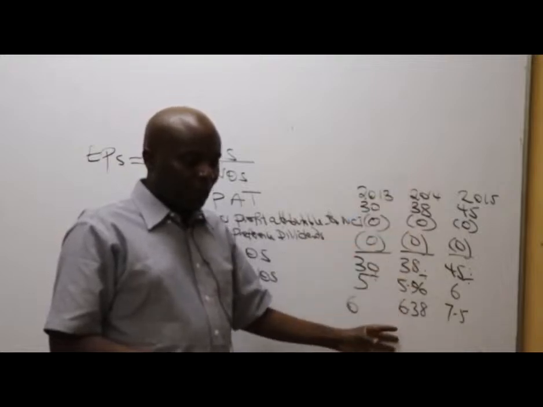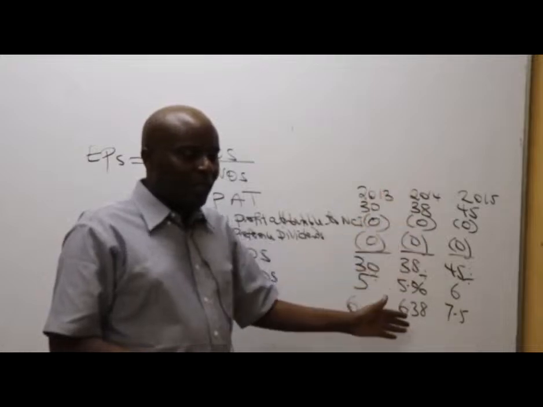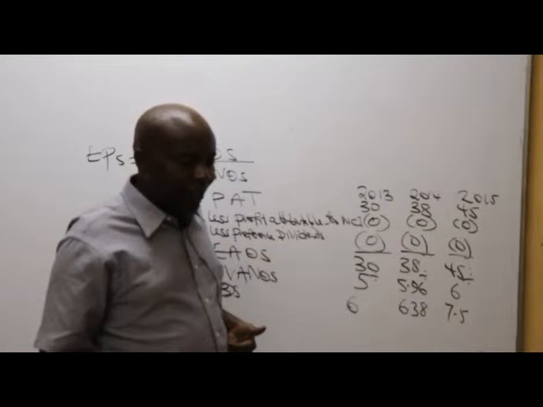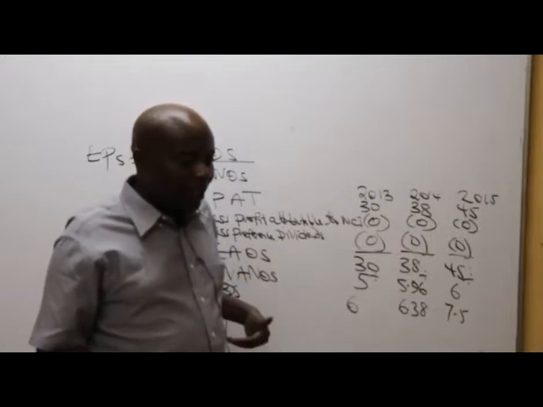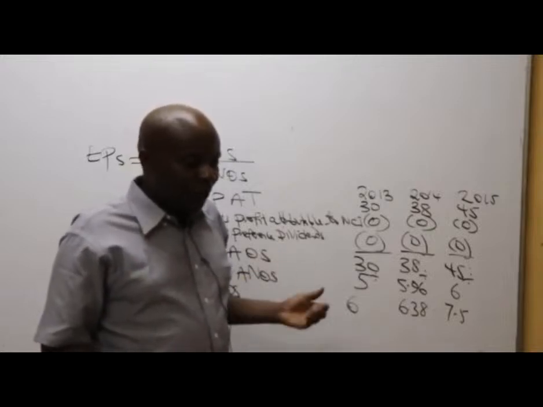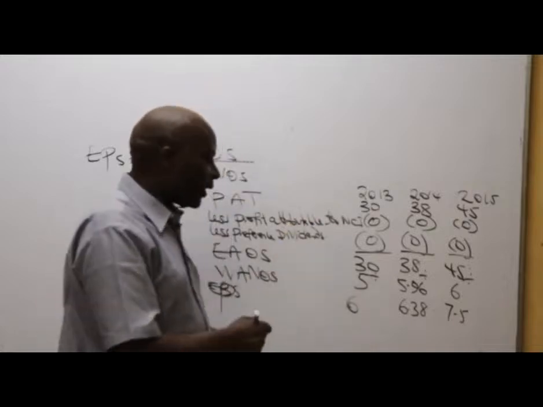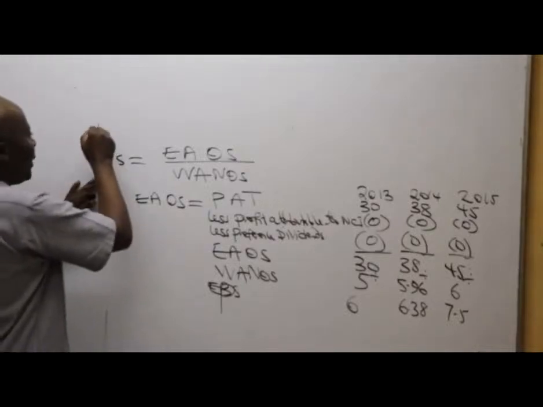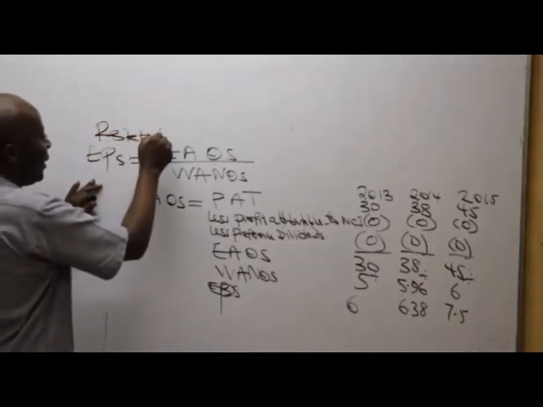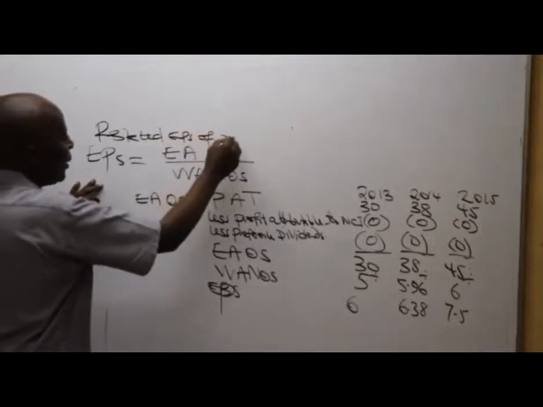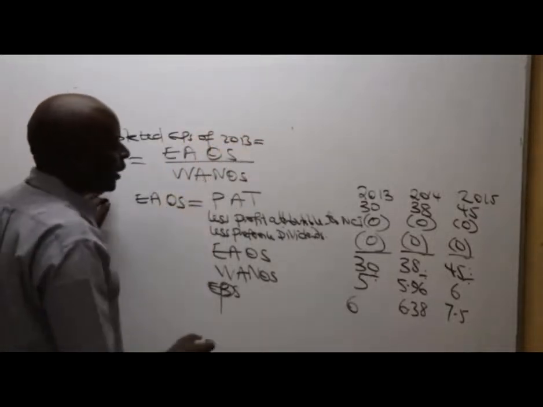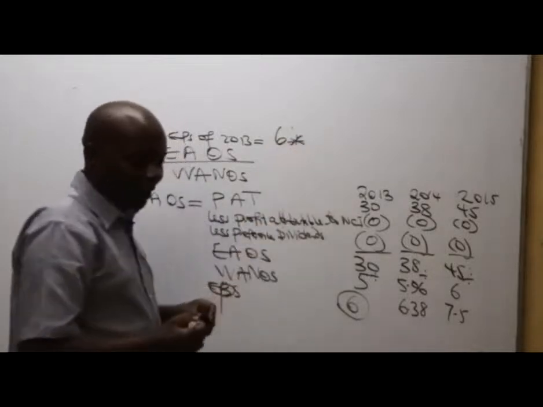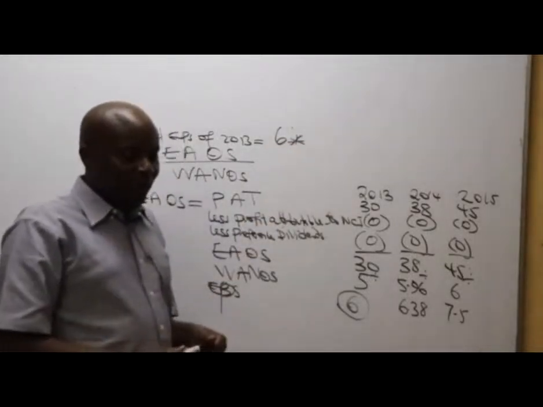So when you have a bonus element in any year, remember the previous years must be restated. Do you remember that concept of restating the comparative? Don't make comparisons directly. So I would want us to restate the one of 2013. So give us the restated EPS of the year 2013. So I'll take the old EPS times what? I'll take 6 times what?